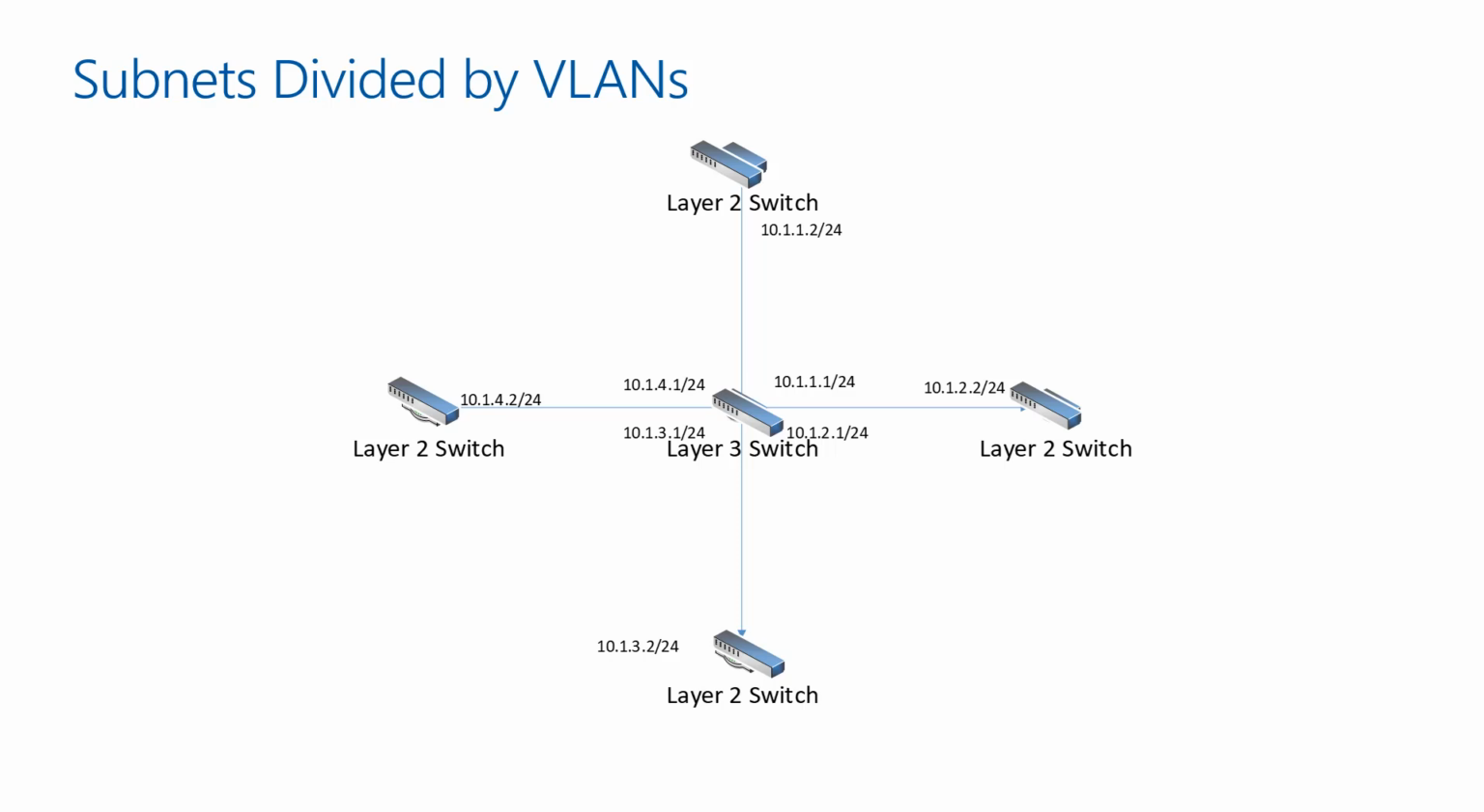So we see our layer 2 switches all around our layer 3 switch. Now what that means is our layer 2 switches are VLAN aware. They're aware of the various different VLANs, but they can't necessarily route between them. However, our layer 3 switch with inter-VLAN routing can do that as well.